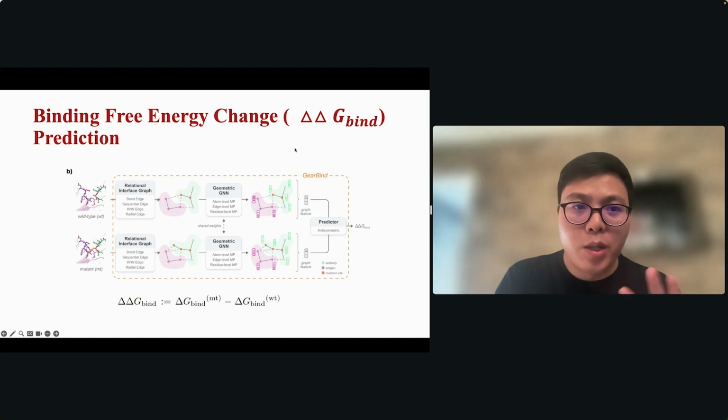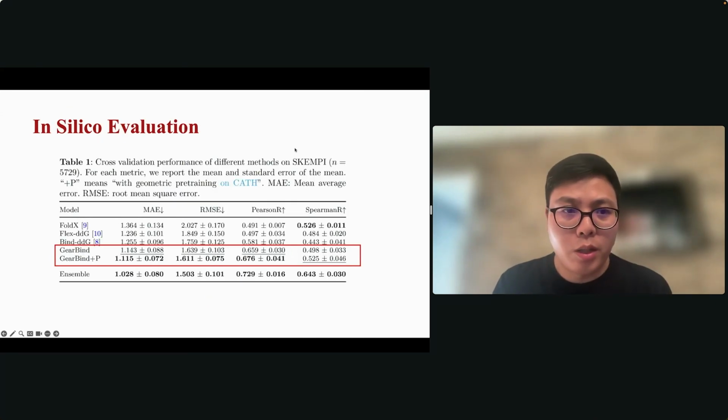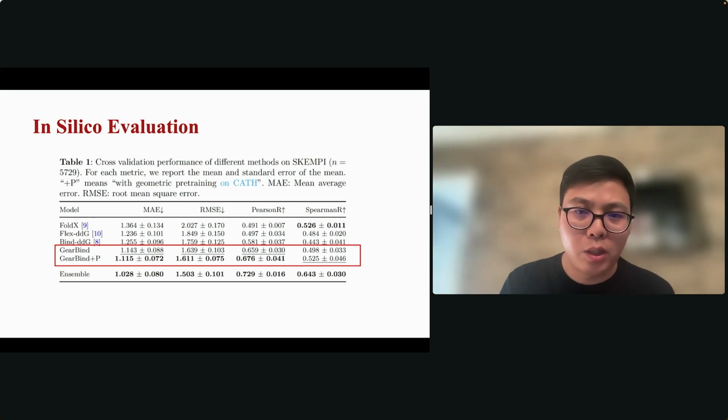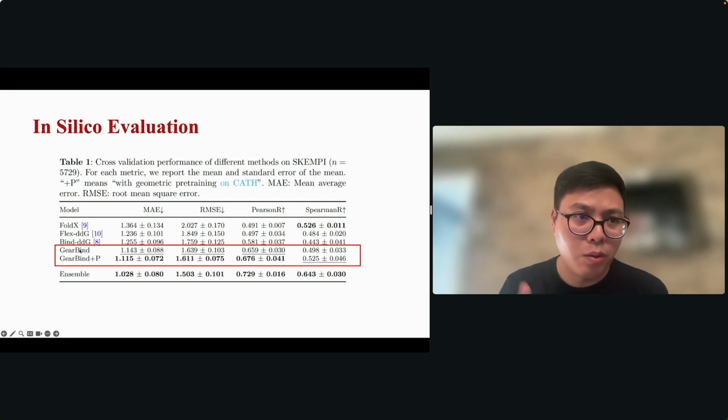Once we have this model, we do some in silico evaluations. Here we do cross validations on the SKEMPI datasets. We compare with some traditional physics-based methods like FoldX, FlexddG, and also some recent deep learning-based methods. You can see our GearBind can achieve better performance compared to traditional approaches. And after doing pre-training, our model achieved the best performance among all these methods. So this is some in silico evaluation.